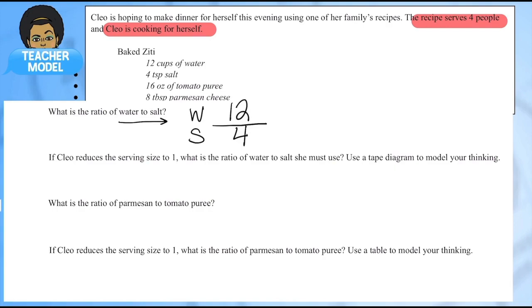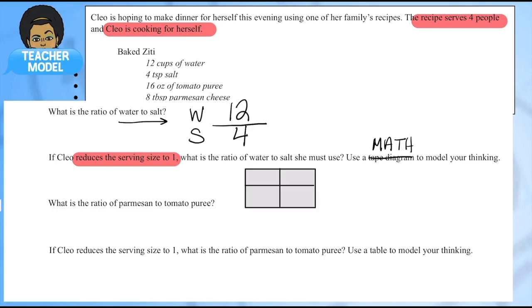Let's look at the second one. If Cleo reduces the serving size to 1, so she has the same problem I do. She has to reduce the recipe so that it's not for 4 people, but just for herself. What is the ratio of water to salt she must use? So let's use a diagram to, actually, instead of a tape diagram, let's use math to figure this out. This math will help us find equivalent ratios, and they can be bigger or they could be smaller. So we've made a table.